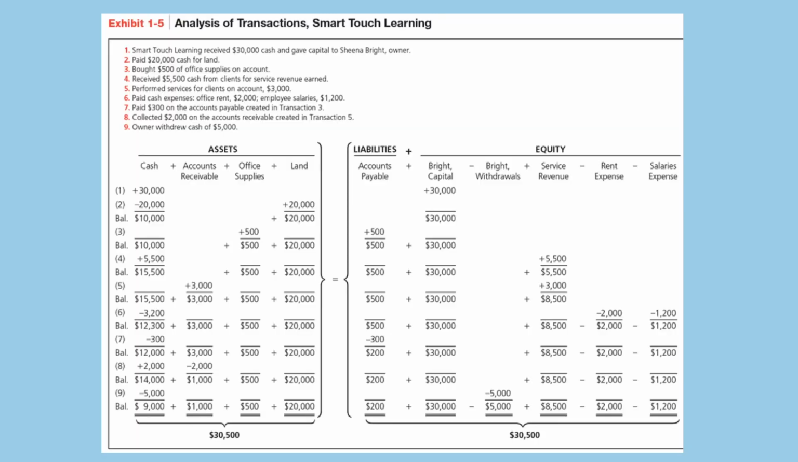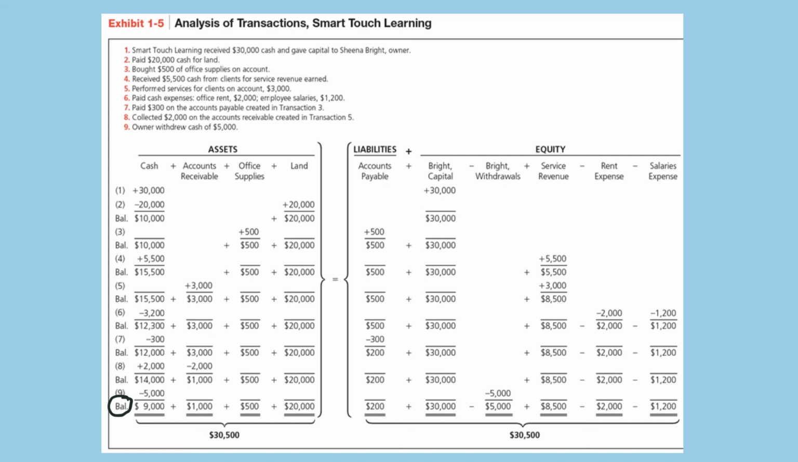Now, these are the 9 transactions that we did. So at the end, we need to find the balance for each account. Under assets, we used only 4 accounts for the 9 transactions, which are cash, accounts receivable, supplies, and land. So you need to find the balance at the end for each account. Under liabilities, you had only 1 account, which is accounts payable. Also, you need to find the balance.